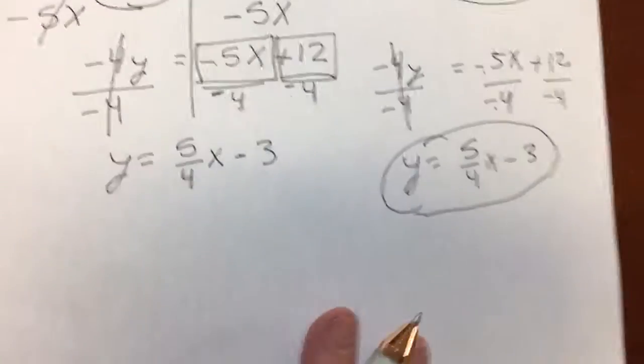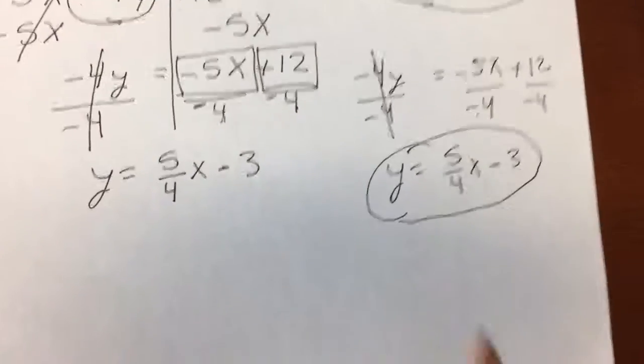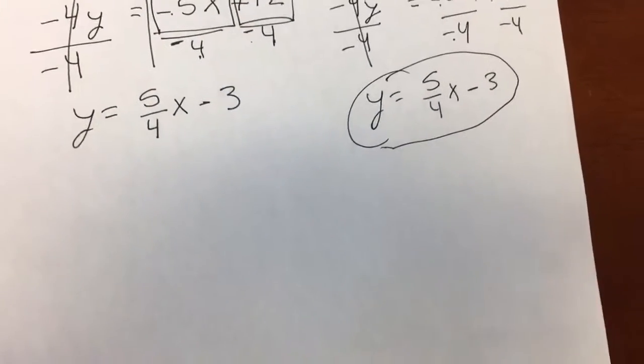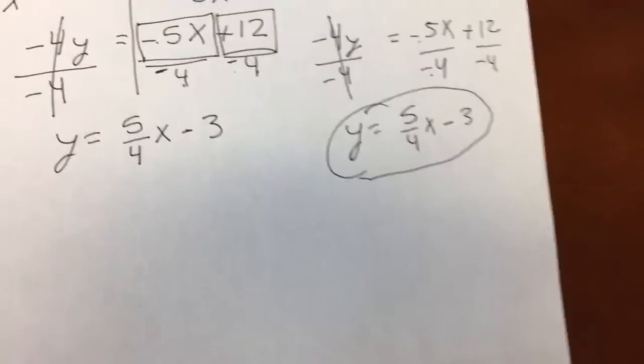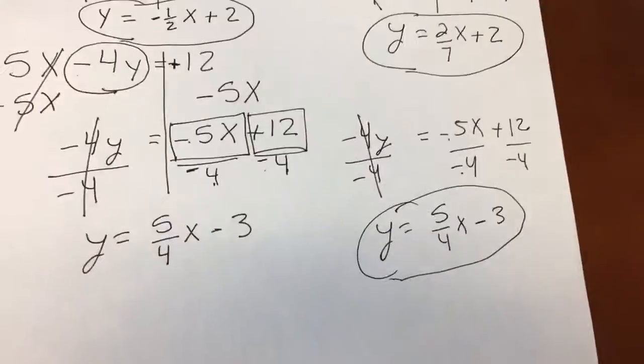So again, you're just going to do the opposite until you get the y by itself. If they add, you subtract. If they subtract, you add. And then you just wind up dividing.